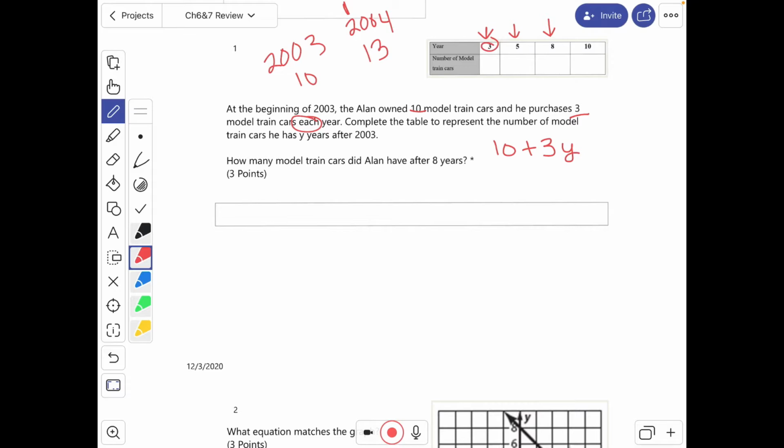If I plug in 3, it'll be 3 times 3, which is 9, and 9 plus 10 makes 19. Then if I plug in the 5, it would be 3 times 5, which is 15, plus 10, 25. The next one would be 3 times 8, plus 10, which would be 34. And then you could go ahead and fill it out the rest of the way, but it did ask for just 8 years, so that would be 34.